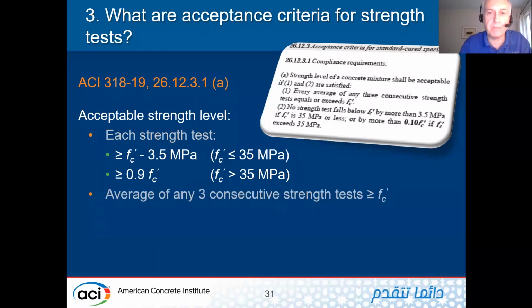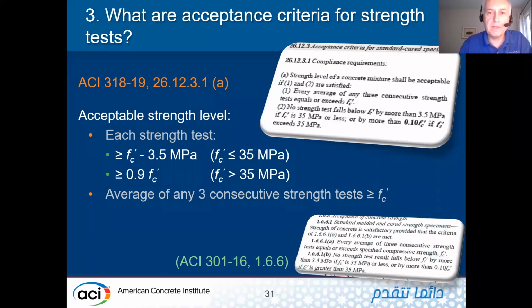There's another requirement regarding 3 consecutive strength tests, and it looks at the average of those, and they have to be equal to or greater than the specified compressive strength. ACI 318 and ACI 301 have the same requirements.